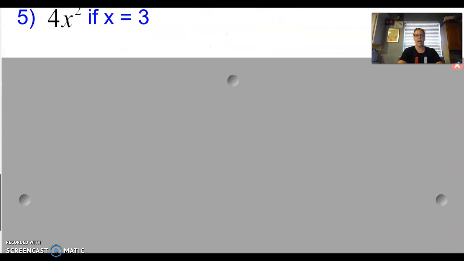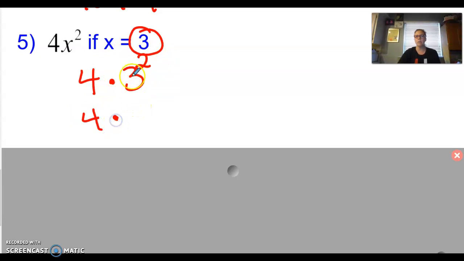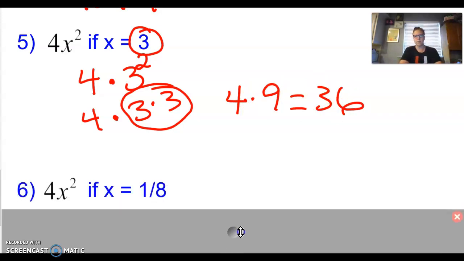All right, 4x squared. Don't freak out because there's that squared there. This just means 4 times x, which x is 3, 3 squared. Now you need to remember your order of operations. So remember, we're going to do our exponent first. So 4 times, remember this is 3 times 3. All right, but we need to do this first because it was in the exponent. So 4 times 9, which is 36, which it really wouldn't matter. 4 times 3 times 3 is also 36.